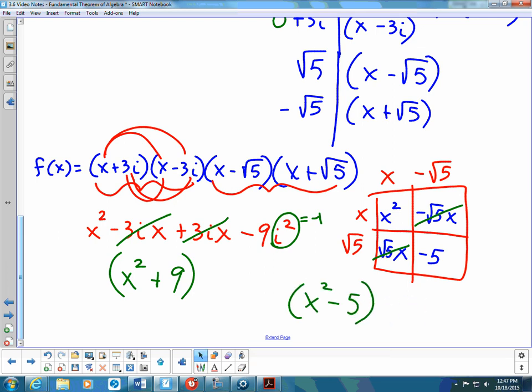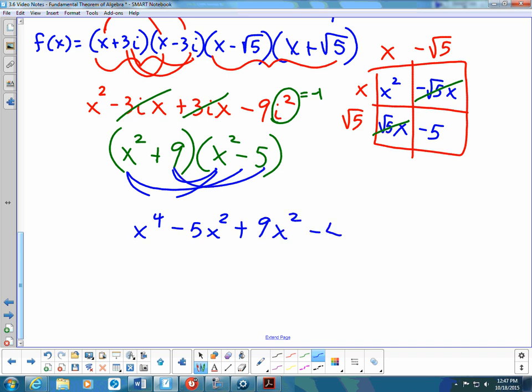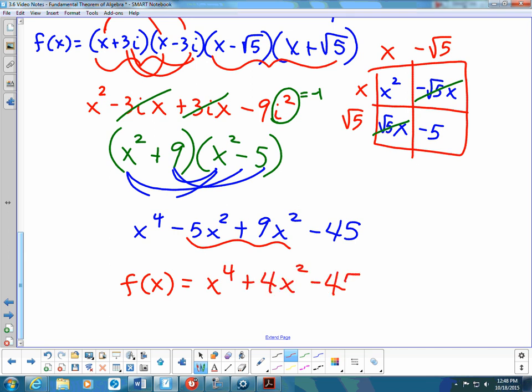So I want to multiply that times this one to get my answer. And so if I do FOIL on this to finish this up, first terms would be x to the 4th. Outer terms would be a minus 5x squared. Inner terms would be a positive 9x squared. And my last terms would be a minus 45. So I think that we can combine like terms here and get our function to be f of x equaling x to the 4th plus 4x squared minus 45.